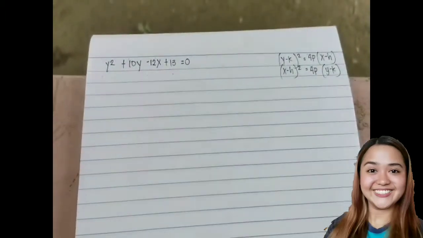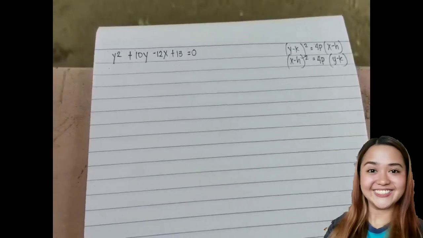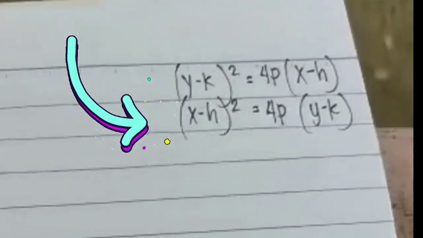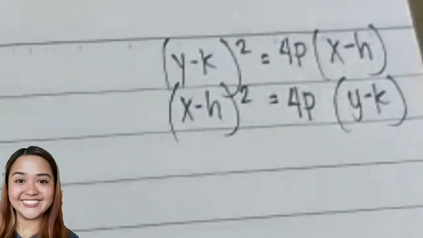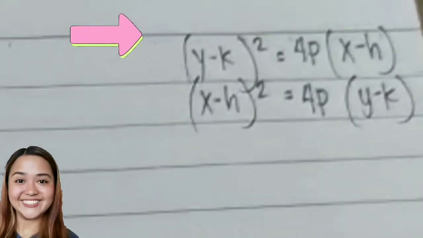Always remember, when we are talking about a parabola, we have two different kinds of equation. If our parabola opens upward or downward, we use (x minus h) squared equals 4p times the quantity y minus k. And if our parabola opens to the right or to the left, we use the formula (y minus k) squared equals 4p times (x minus h).